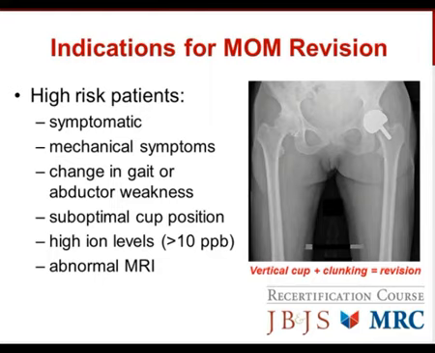The indications for metal-on-metal hip revision at this point are somewhat variable, although I'll tell you that high-risk patients include any patient who's symptomatic, any patient who has mechanical symptoms. Certainly a change in gait or abductor weakness is very concerning. A suboptimal cup position with a vertical cup is always concerning as well. High ion levels, over 10 parts per billion, and an abnormal MRI. I think any one of those things should prompt consideration of revision surgery.